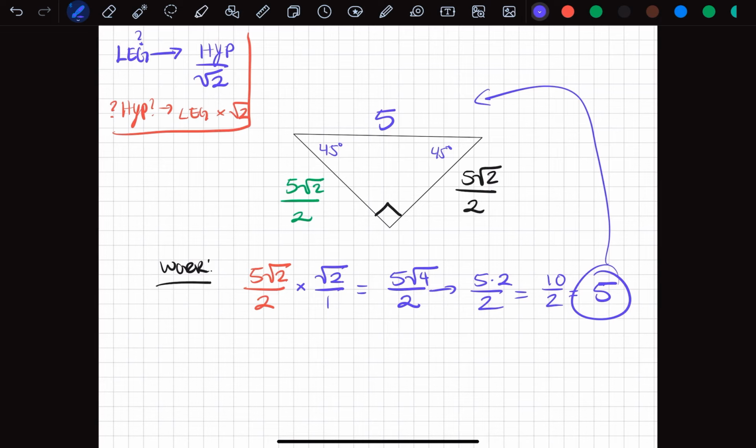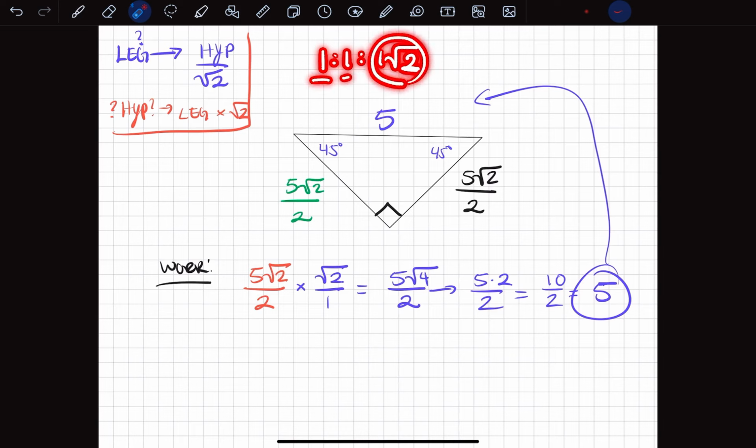I hope that was helpful. Let me know if you'd like more examples of this. But right here, this is your best friend, understanding the 1 to 1 to 1 root 2 ratio. These are your legs. This is your hypotenuse, plus this little formula right here. Hope that was helpful.